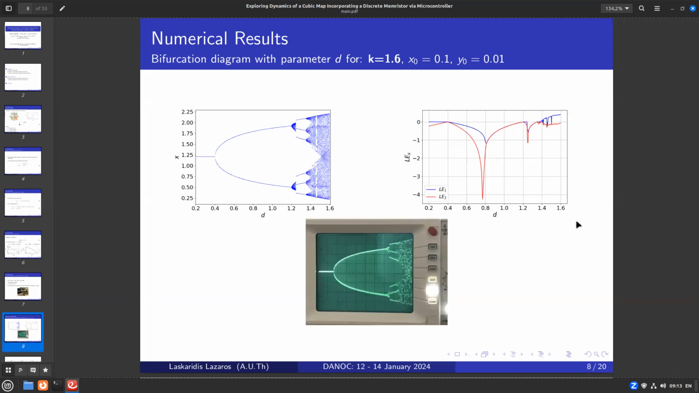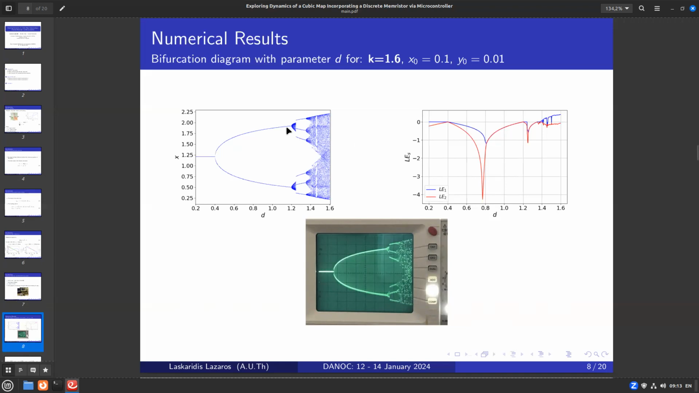We are presenting the bifurcation diagrams with the parameter D for k equals 1.6, and also the initial conditions are the same for all cases. They are equal: x0 equals 0.1 and y0 equals 0.01.